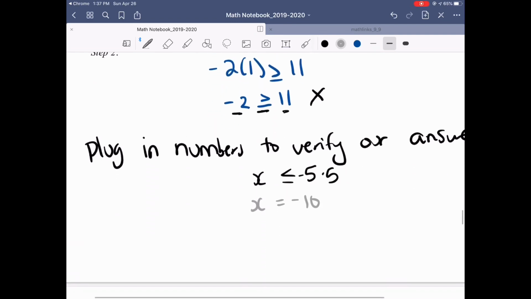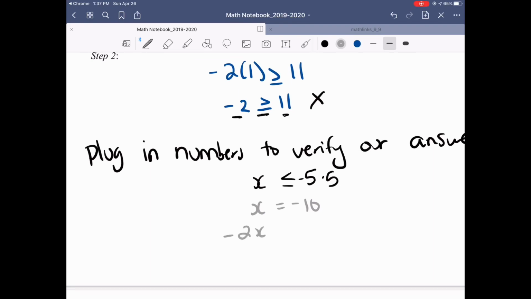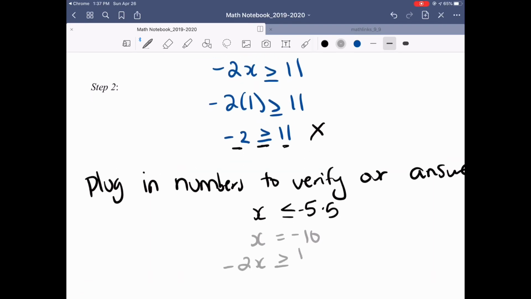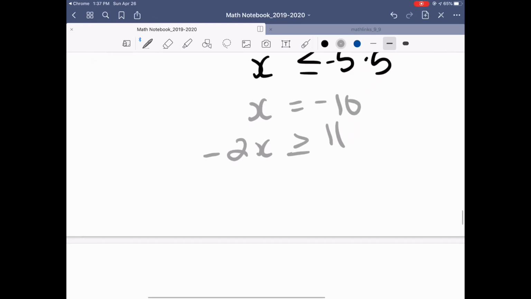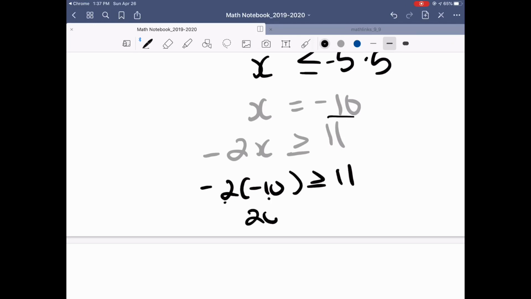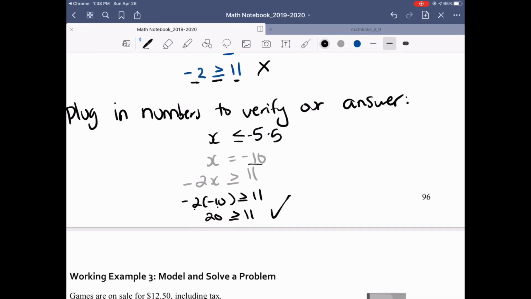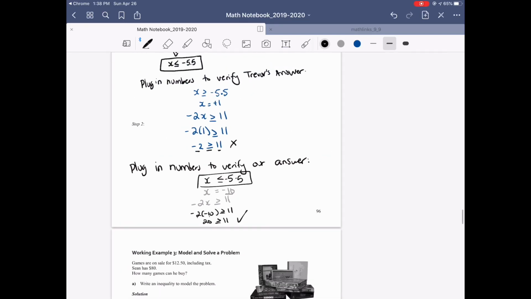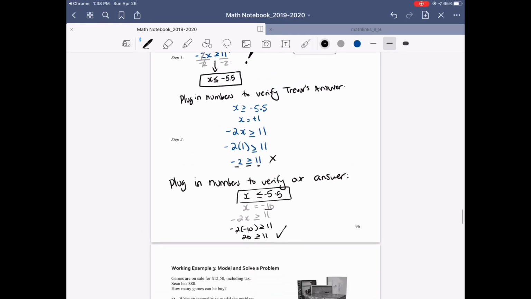The equation originally was negative 2x is greater than or equal to 11. So if I plug in my negative 10, does it satisfy the equation? Well, negative 2 times negative 10 is positive 20. Is positive 20 greater than or equal to 11? Yes, it is. So we know that our answer is the correct one and Trevor's was not correct.